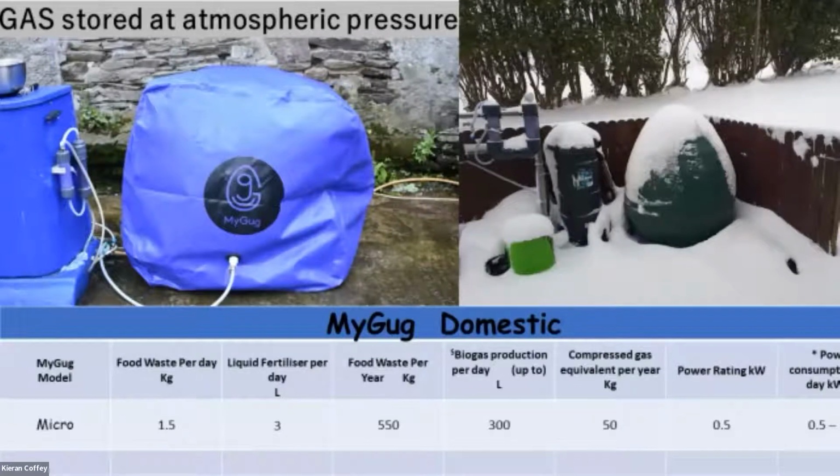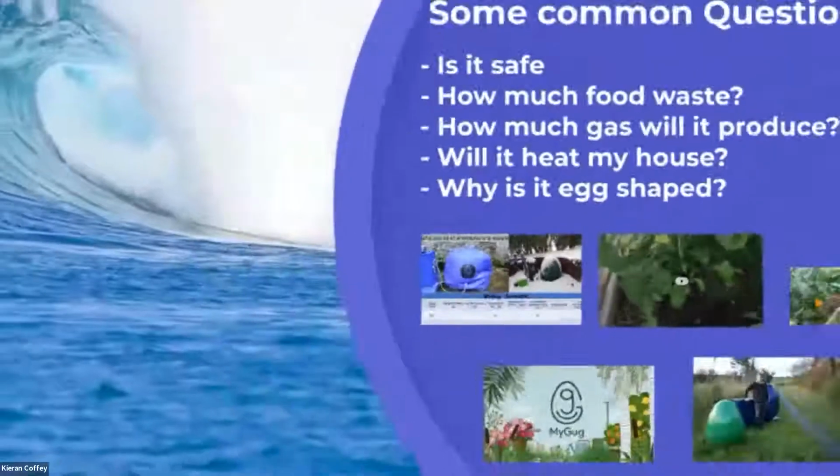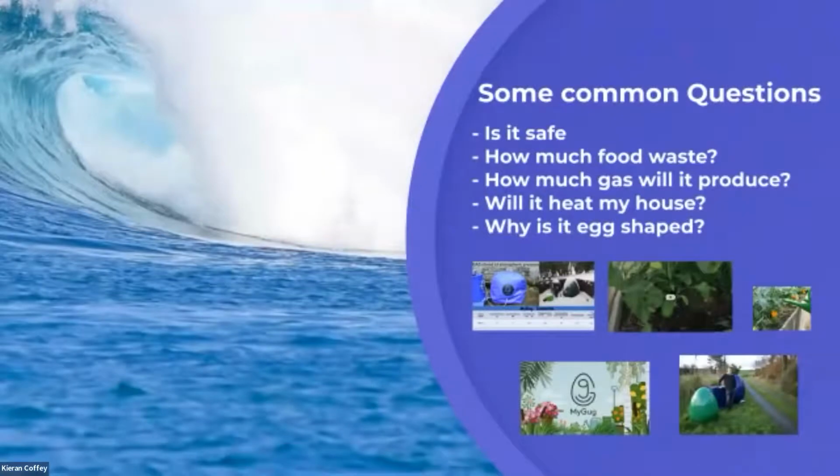Our domestic digester will treat 1.5 kilograms of food waste per day, about just over half a ton of food waste per year, and it will produce 3 liters of liquid fertilizer that you can use. The other question we get asked: will it heat our house? We are really focused on using the gas to replace common cylinders, so we're focused on using it for cooking. It's egg-shaped because the egg is ideal for mixing, and mixing is very important in anaerobic digestion.